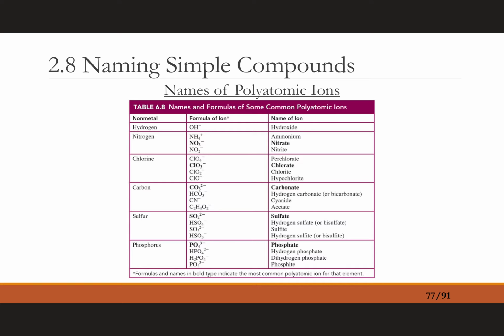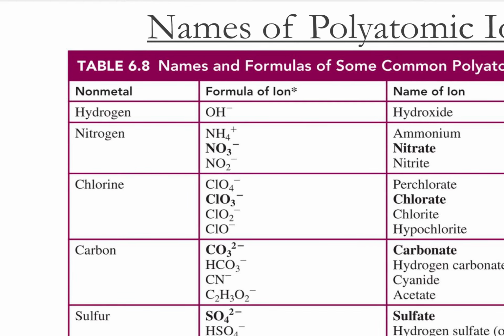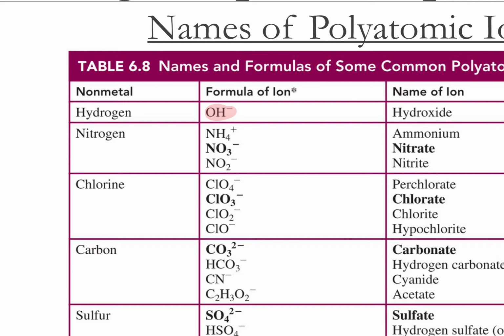All right, now here we have really the same thing. It's just organized in a much clearer way based on elements. So you see polyatomic ions with hydrogen, you only have the hydroxide. With nitrogen, you have the ammonium, which is positive, the nitrate, the nitrite. With chlorine, notice you have 4, 3, 2, and 1 oxygen, and it goes from perchlorate to chlorate to chlorite and to hypochlorite.